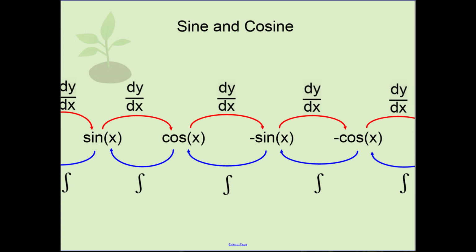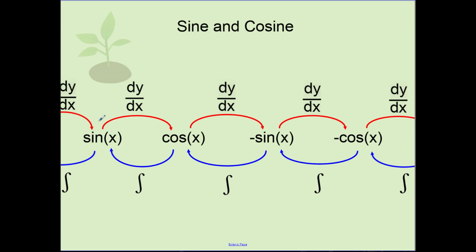So one last little note here. Sine and cosine. So we know that when we take the derivatives of sine and cosine, it's kind of a cyclic group here. So if we begin with sine of x and take the derivative, we'll get cosine of x. If we take the derivative of cosine of x, we'll get negative sine of x. Take the derivative of negative sine of x and we'll get negative cosine of x. And if we take the derivative of negative cosine of x, we should get all the way back to positive sine of x. It's the same thing with integrals, except this time we're going backwards.